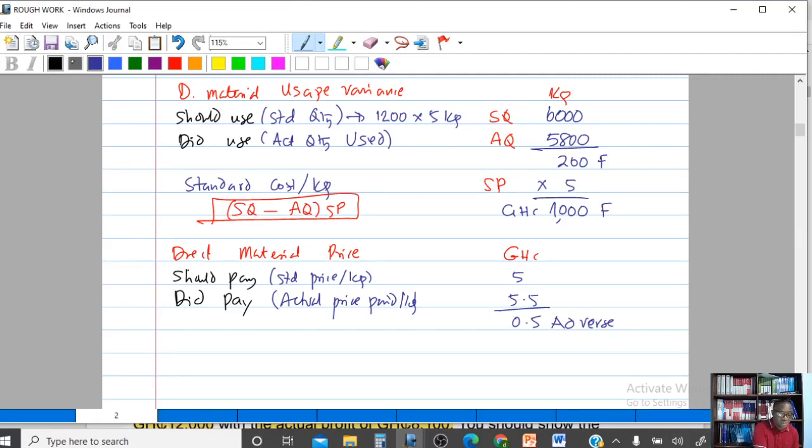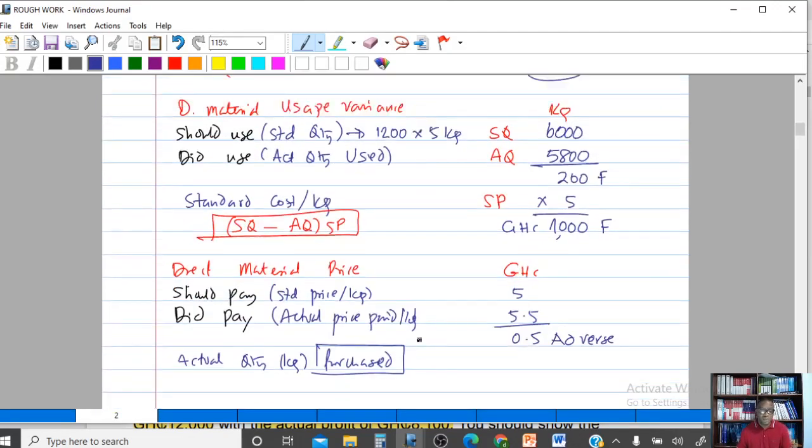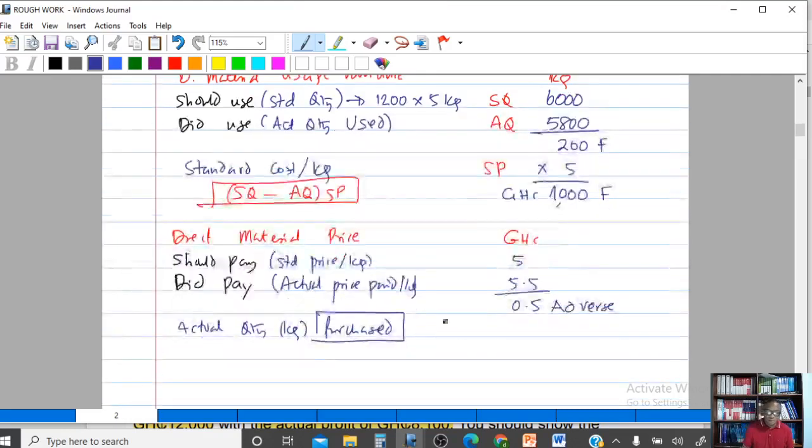Okay. So how many kilograms did I buy in all? So then I multiply this by actual quantity of kilograms purchased. Okay. Now this is important. The reason why I'm insisting on purchased here is where we don't use up all that we buy, the quantities will differ. For the usage, I'll use the quantity actually used, and for the material price, I'll use the quantity purchased, not the same quantity. So then I purchased 5,800 kilograms, actual quantity purchased. Okay. So then that comes to 2,900 adverse. So this time that is in money.